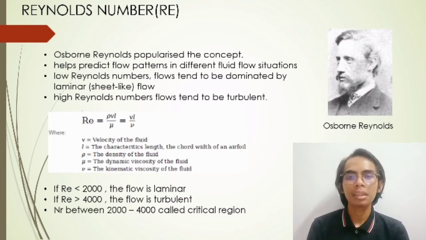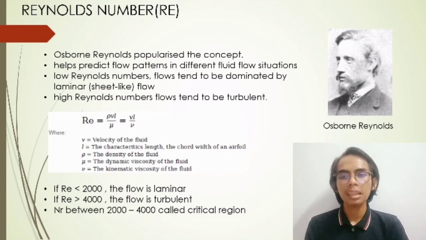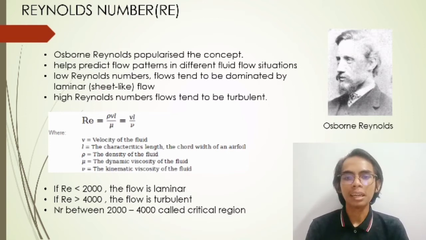If Reynolds number is below 2000, the flow is laminar, and if the Reynolds number is above 4000, the flow is turbulent. If Reynolds number is between 2000 and 4000, it is called the critical region because it's difficult to predict whether the flow is turbulent or laminar.